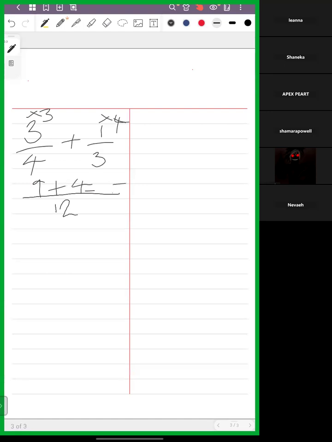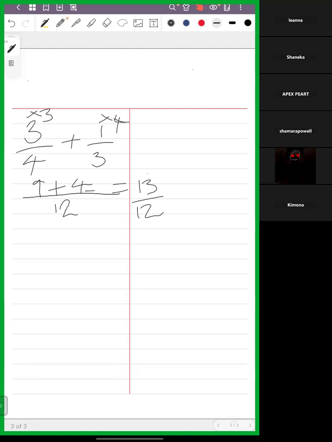So now we end up here with 13 over 12, because step 4 says we must add or subtract where applicable. In this case, because we're adding fractions, we are going to add because addition is what's applicable here. So 9 plus 4 is 13 over 12. Now the next question is, are we finished?